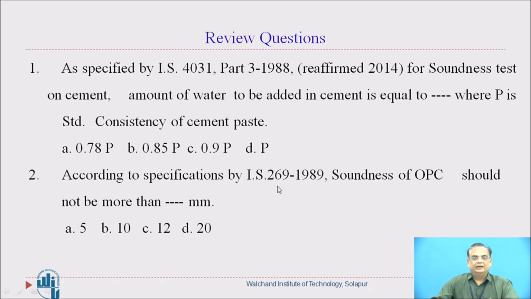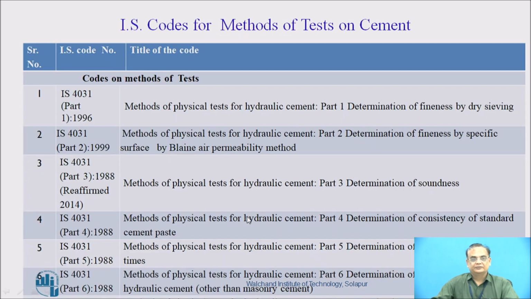Yes. And second question, according to specifications by IS 269:1989, soundness of ordinary Portland cement should not be more than dash mm. How much? 10 mm, we know. B is the correct answer. Hope you have written the correct answers.